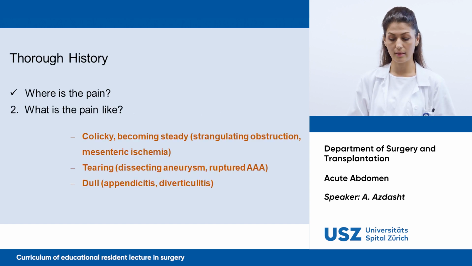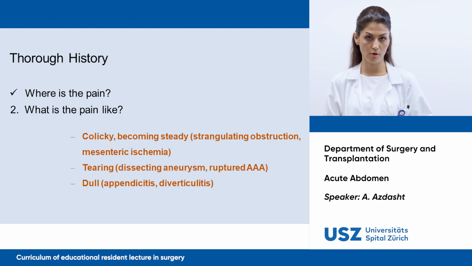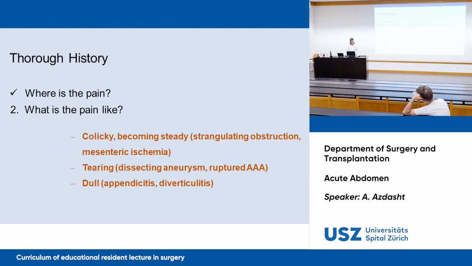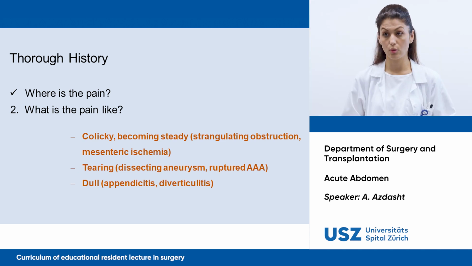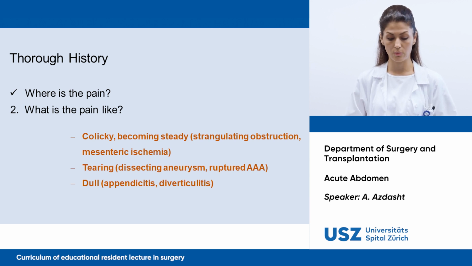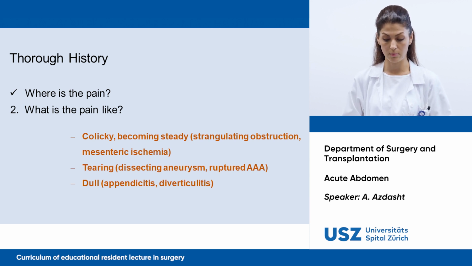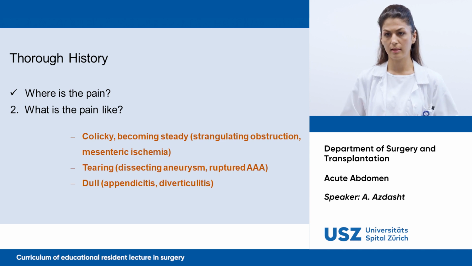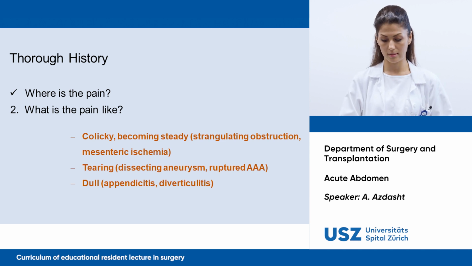So in order to find that out, we need a complete and thorough history of the patient. After knowing where the pain is, you ask for the quality of the pain. So is the pain rather colicky, like in a mesenteric ischemia, for example, or cholecystitis? Or is it a severe tearing pain, like in a ruptured aortic aneurysm or dissecting aneurysm? Or is the pain rather dull, like in an appendicitis or diverticulitis?